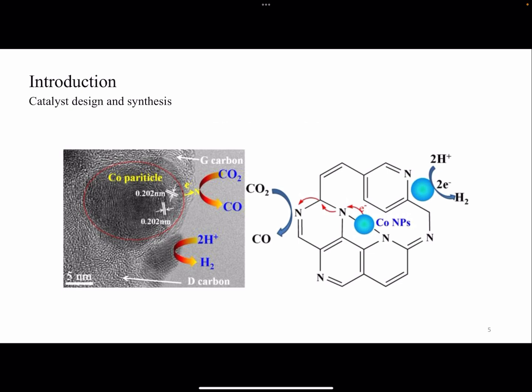And the next thing is pyridinic nitrogen. These atoms are responsible for the adsorption of CO2 molecules.